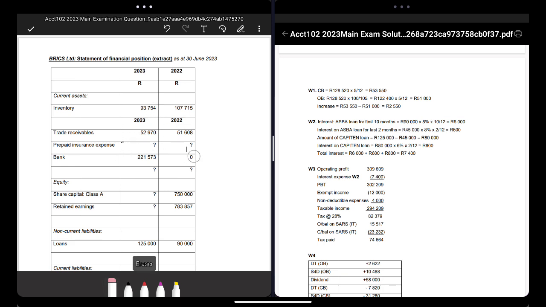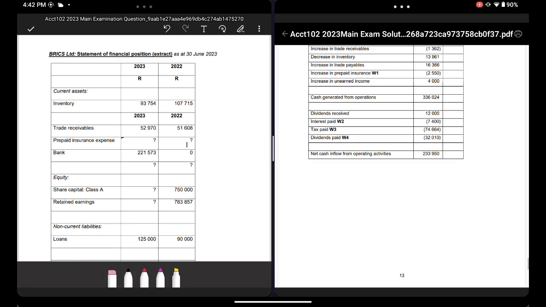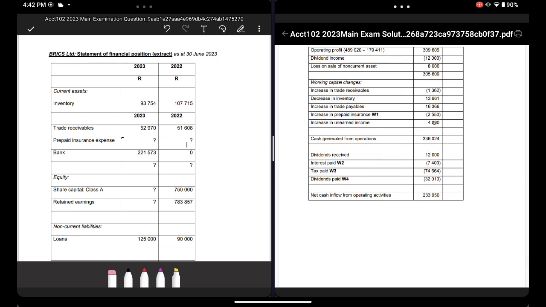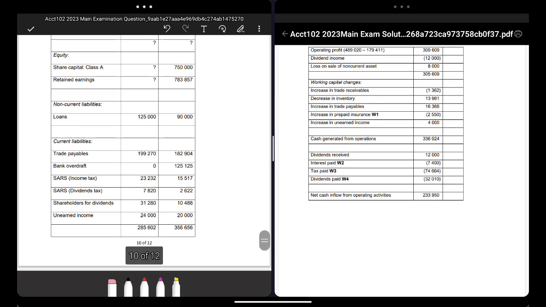So what is actually the difference? That minus that is 25,550. Oh no, sorry, it's an outflow, because you're paying money, so it's actually a minus. You're paying prepaid for the next year.